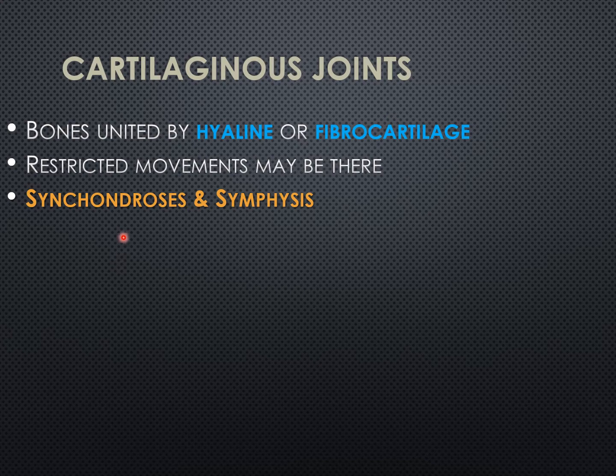And there are two types of cartilaginous joints. There is synchondrosis and symphysis. So synchondrosis is primary cartilaginous joint and symphysis is secondary cartilaginous joint. How are these two different? We'll just see, and we'll look at the examples too.